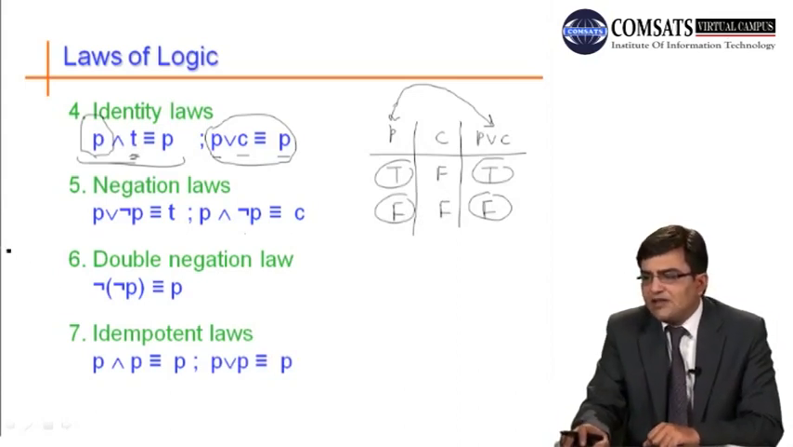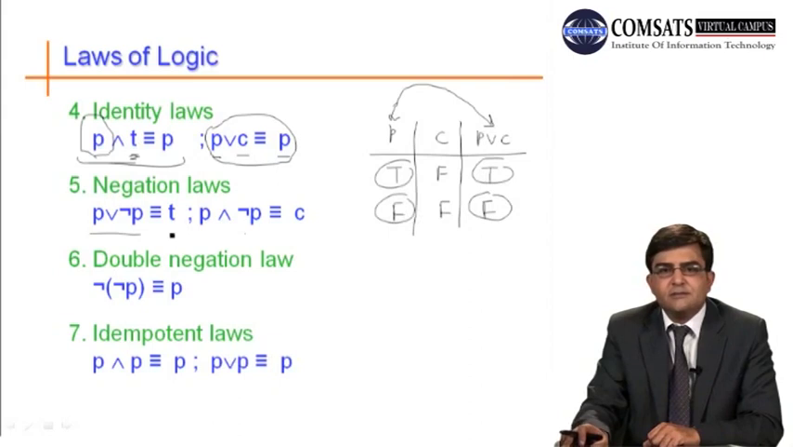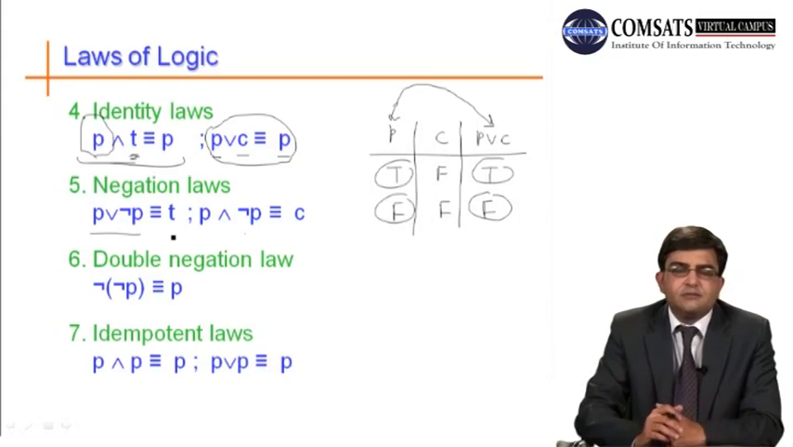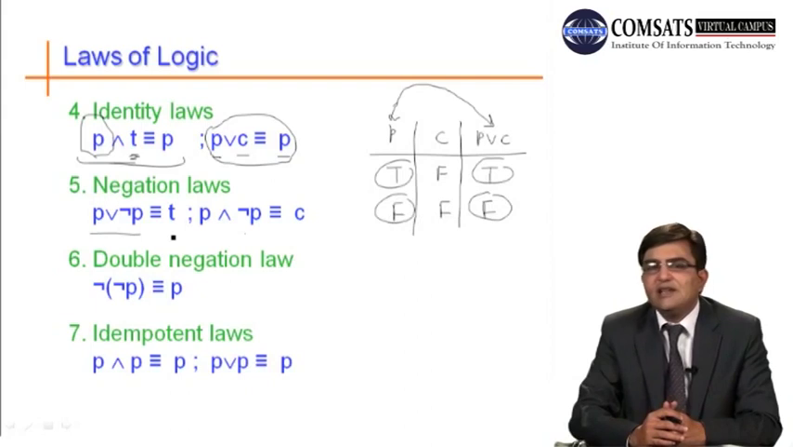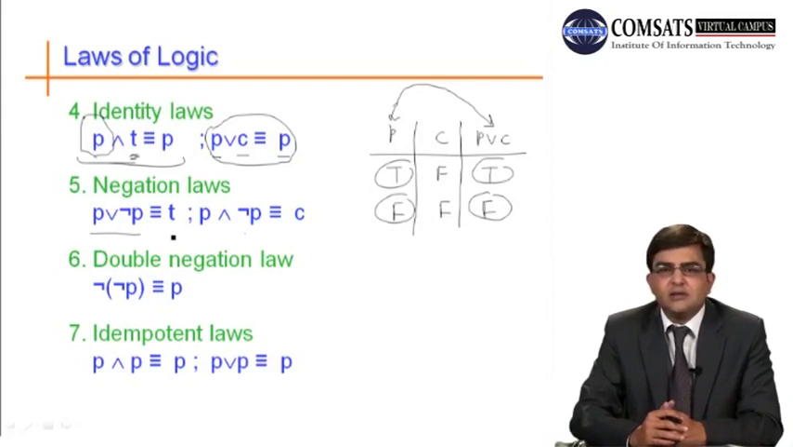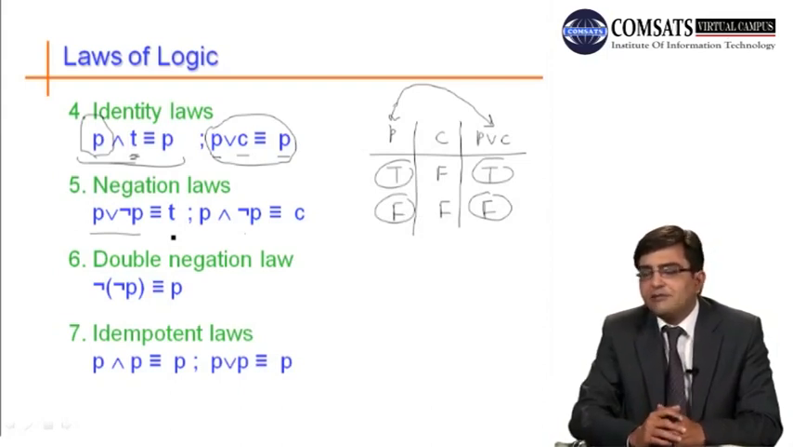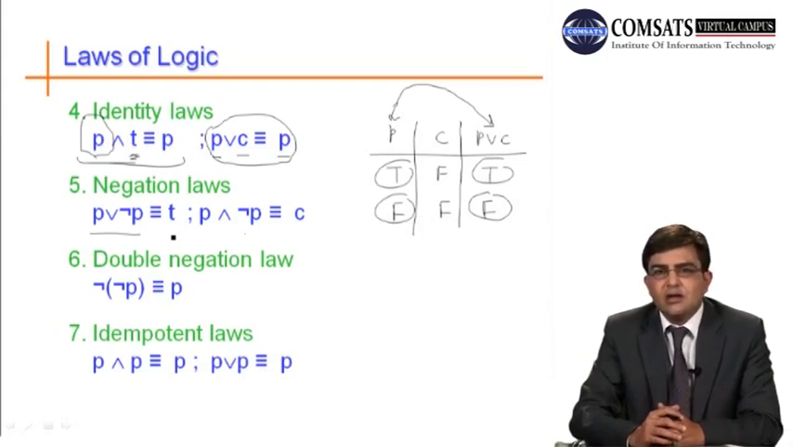The next law is the negation law. The negation law states that P or not P is always a tautology. As we can see obviously, if P is true, not P is false, and if P is false, not P is true. And there is a disjunction between P and not P, therefore all possible truth values of P or not P will always be true, and therefore it is a tautology.